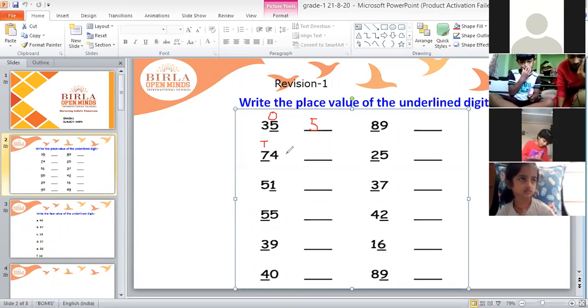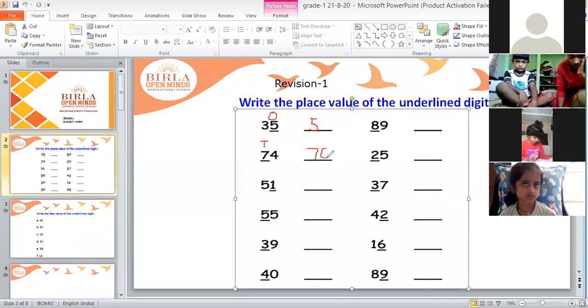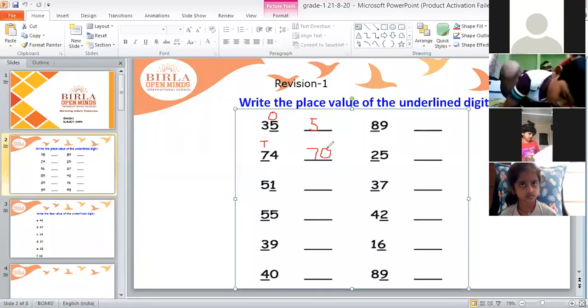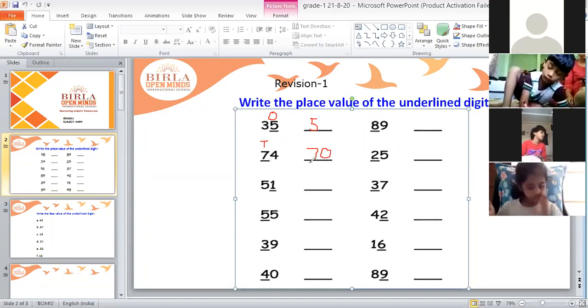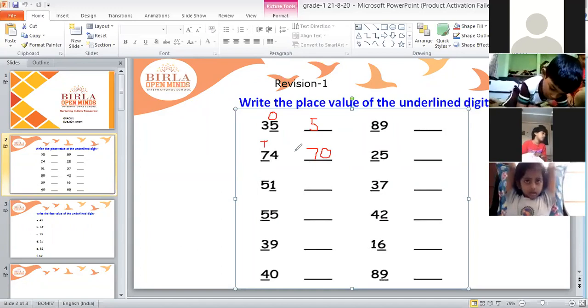So we will write this underlined number, which is 7. And after this 7, how many zeros will we put? We will put only 1 zero. Why are we putting only 1 zero? Because here 7 is in the tens place, and in tens there is only 1 zero. So the place value of 7 in number 74 is 70.